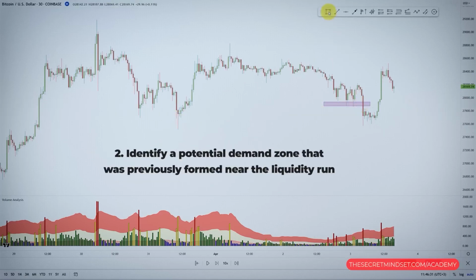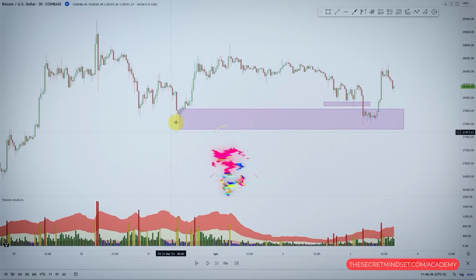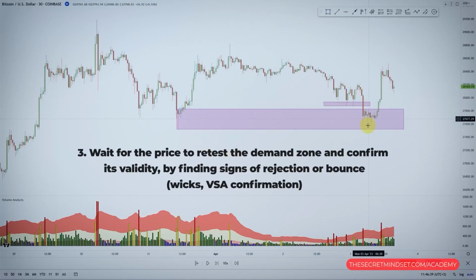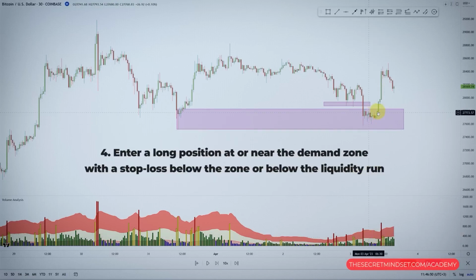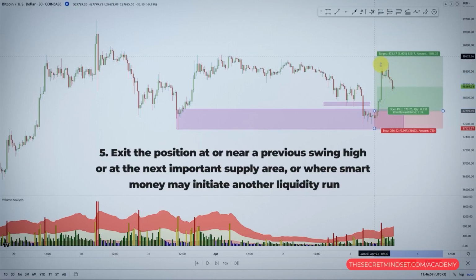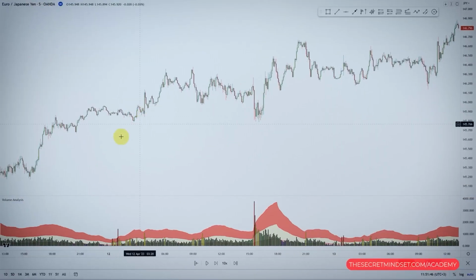Then, identify a potential demand zone that was previously formed near the liquidity run. Then wait for price to retest the demand zone and confirm its validity by finding signs of rejection or bounce. Here you can check the volume to confirm the rejection. Enter a long position at or near the demand zone with a stop loss below the zone, and exit the position at or near a previous swing high or at the next important supply area, or where smart money may initiate another liquidity run.